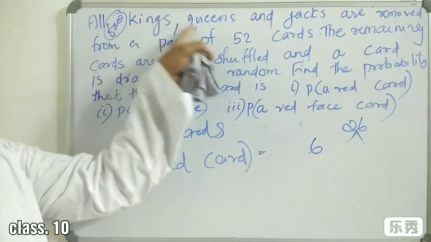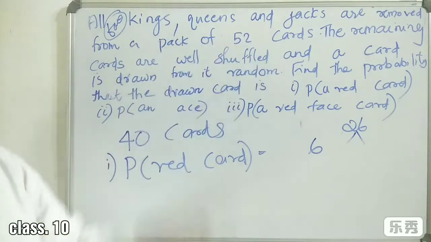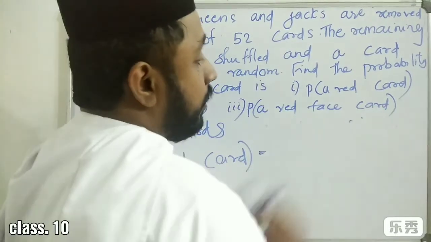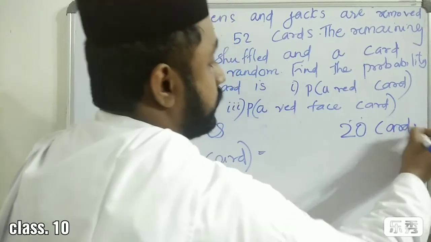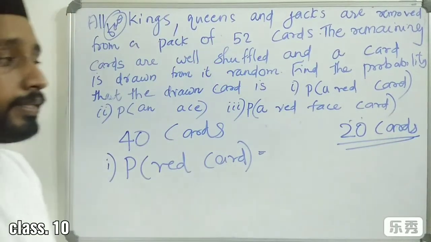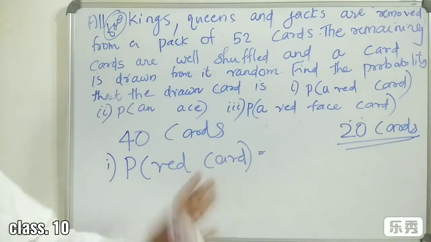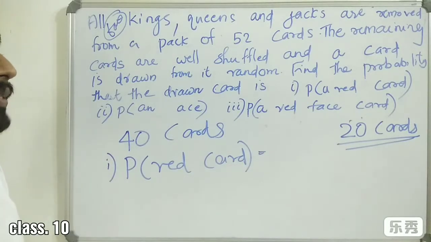1 king, 1 queen and 1 jack from heart. 1 king, 1 queen and 1 jack from diamond also. So total 6 cards removed from 26 cards. So now there are 20 cards. So 20 red cards are there. 6 red cards removed means 6 face cards are removed and other 6 from black. So we consider only red. So 20 red cards are there.